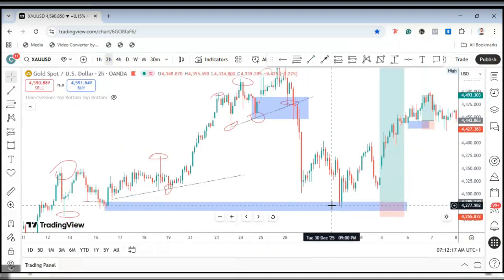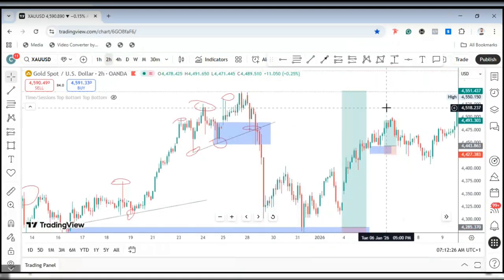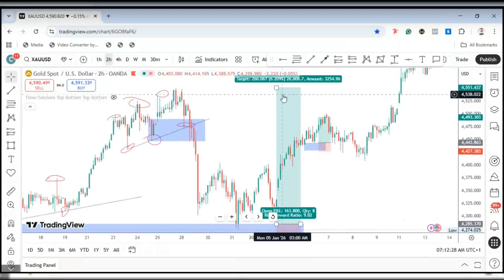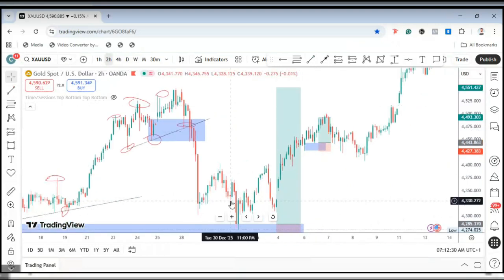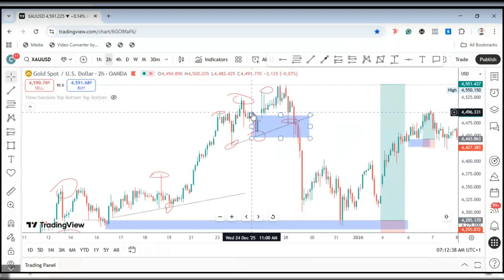So this is a protected low for me. And what did price do? Price taps into this demand zone. And look at the aggressive movement. It moves straight into my direction and eats this profit. Very, very amazing trade. There's no hanky panky. But most people have bought from here. This is a demand zone.